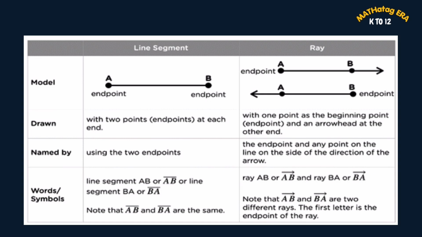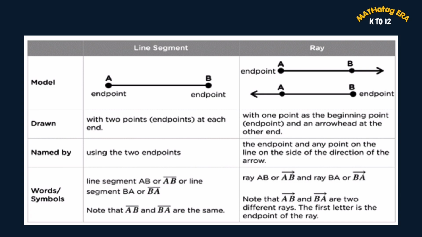Ray AB and ray BA are not the same. Bakit? Because the first letter tells us the endpoint. For ray AB, A is the endpoint. For ray BA, B is the endpoint. This represents different rays. So remember, ang line segment AB ay same ng line segment BA. Pero ang ray AB is not the same as ray BA.